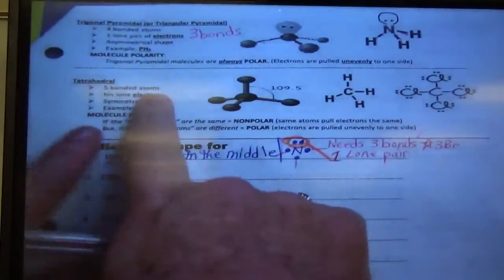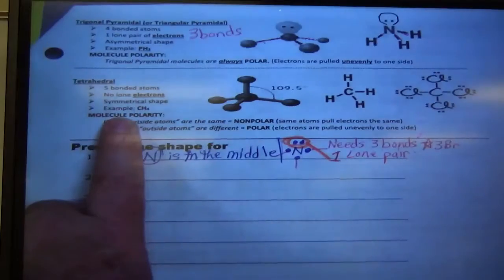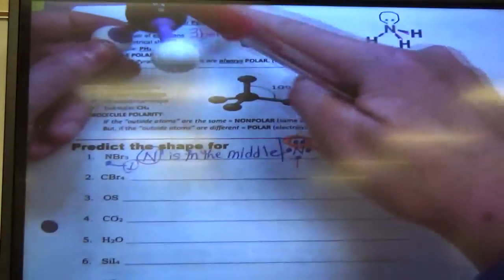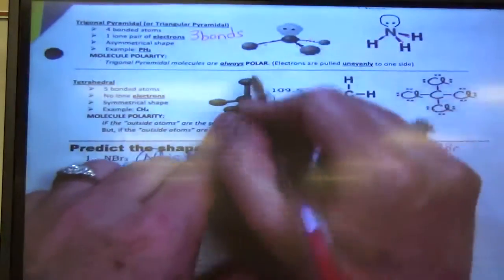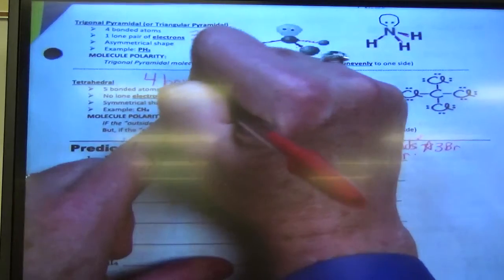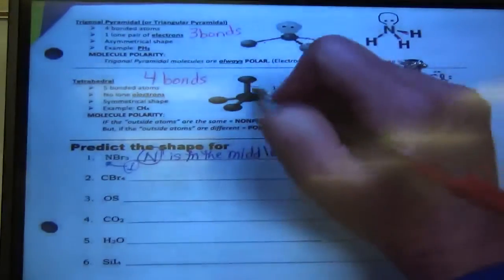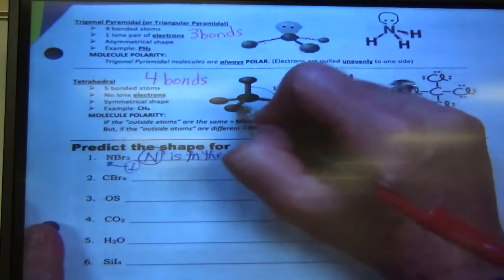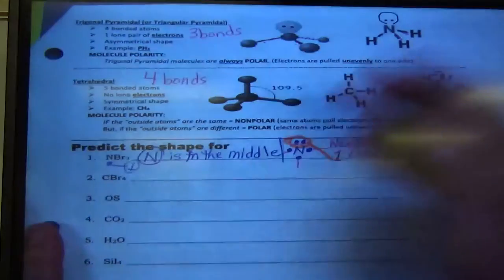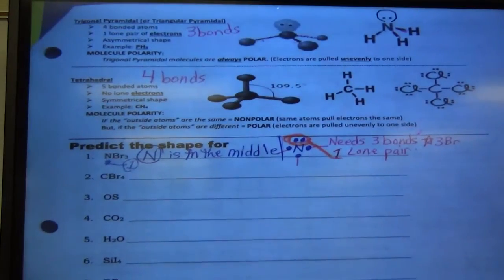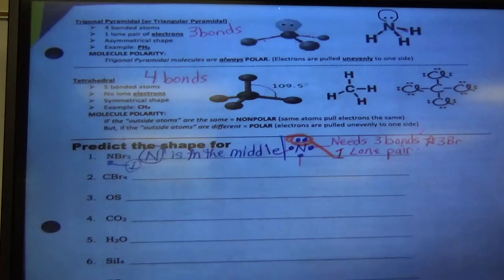Okay, then we need tetrahedral. How many bonds does it have? 4. Yes, it has 4 bonds. Tetra means 4. 4 atoms attached, 4 bonds. I think counting the bonds is probably the best way. 1, 2, 3, 4. Tetra means 4. Is that going to work? No. It has the wrong number of bonds.